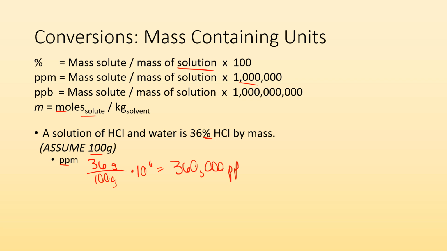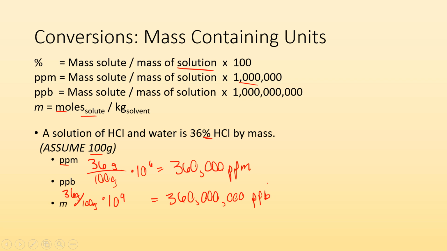360,000 parts per million. Parts per billion, same process. Assume you have 100 grams. That tells you you have 36 grams of HCl out of 100 total, and then times that by a billion this time. So you get parts per billion. You end up with 360 million parts per billion.